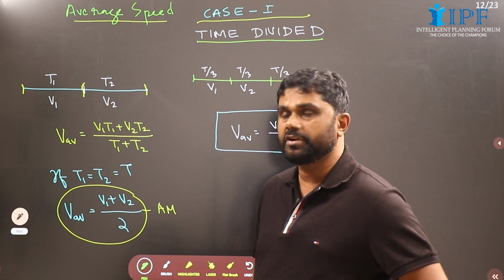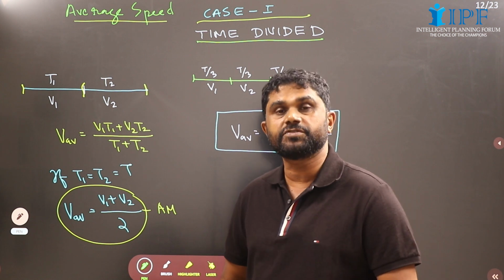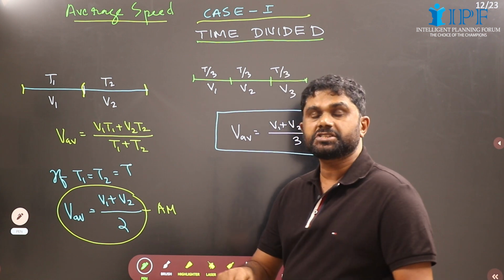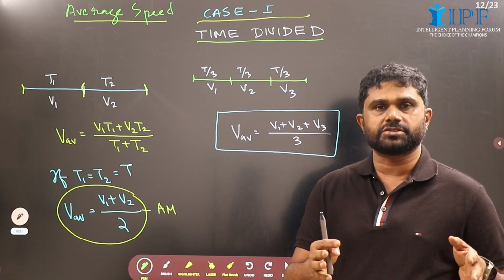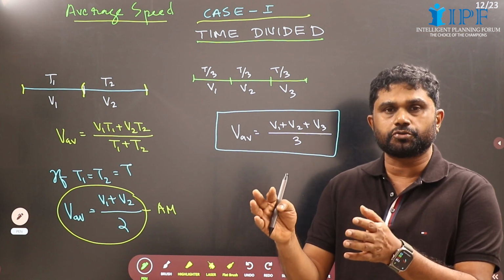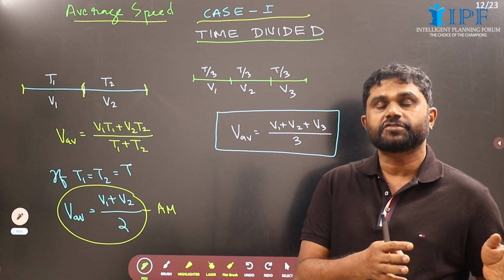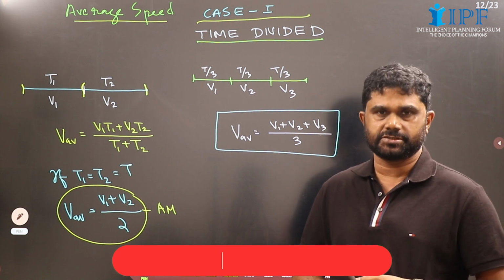So the average speed will be the arithmetic mean, (v1 + v2)/2. Now suppose the time is divided into 3 equal intervals, so that each interval is 2 hours, 2 hours, 2 hours, if the total time of traveling is 6 hours.